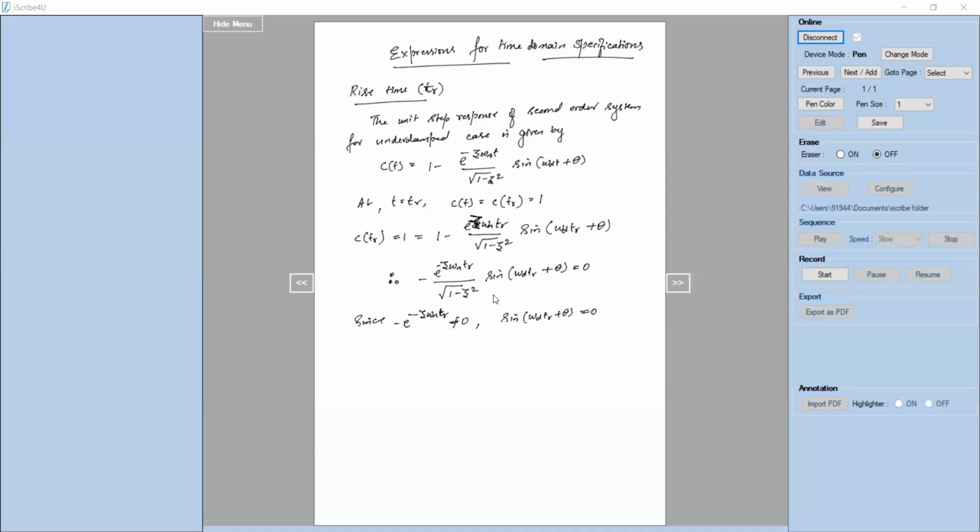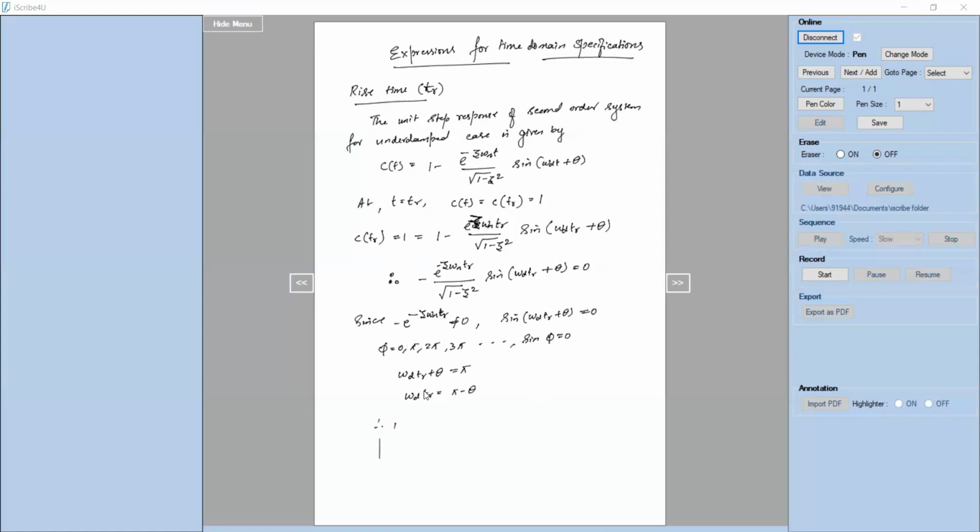Now we know that at phi equals 0, pi, 2 pi, 3 pi, and so on, sine phi equals 0. We know that sine pi is equal to 0, so I can say that omega dtr plus theta equals pi. So when this term should be equal to 0, then this angle has to be pi. So we have here omega dtr plus theta equals pi. So omega dtr equals pi minus theta. This is what we can write.